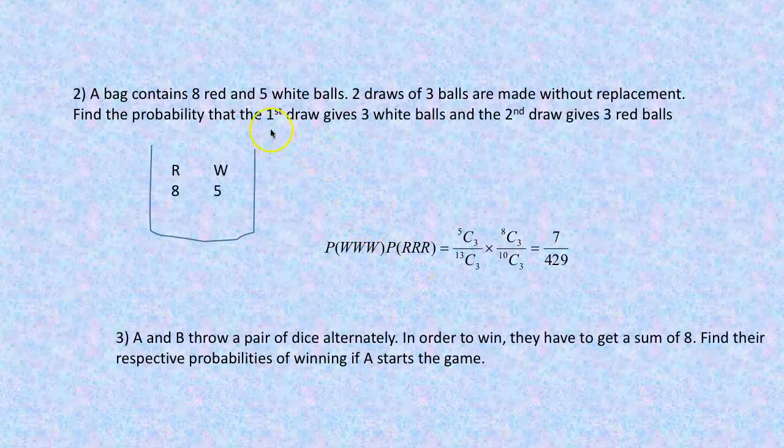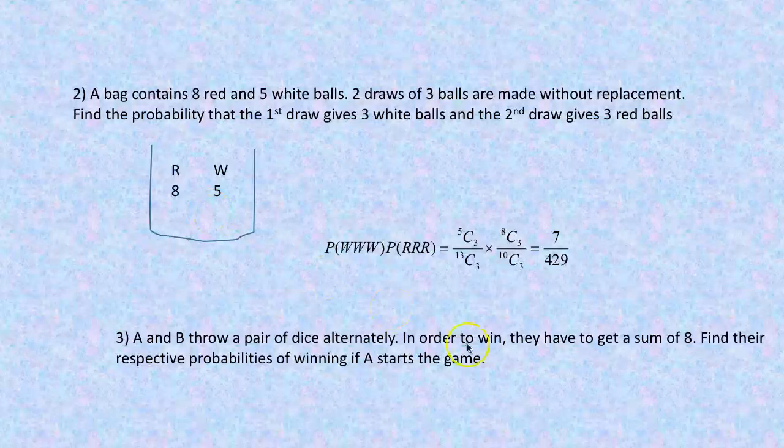Coming to the next problem, a bag contains 8 red and 5 white balls. 2 draws of 3 balls are made without replacement. Find the probability that the first draw gives 3 white balls and the second draw gives 3 red balls. So we need to find probability of white, white, white in the first draw. That will be 5C3 by 8 plus 5, 13C3.